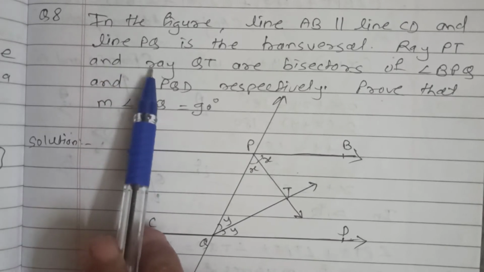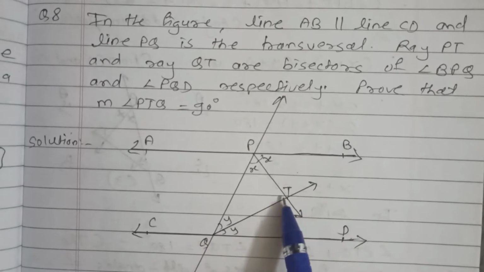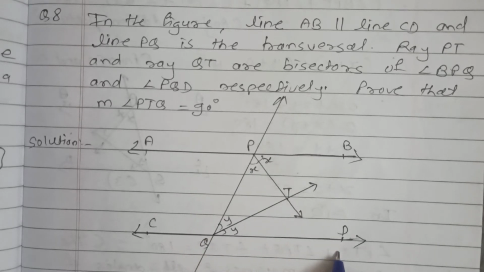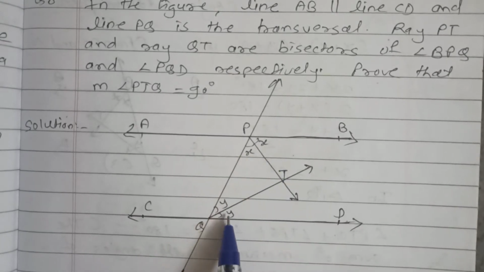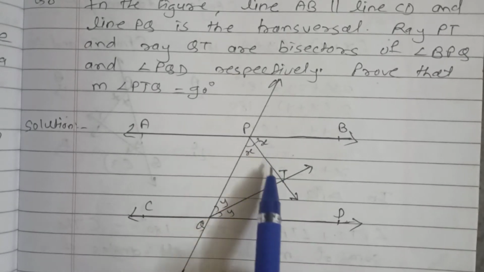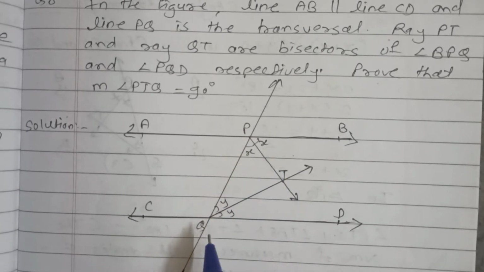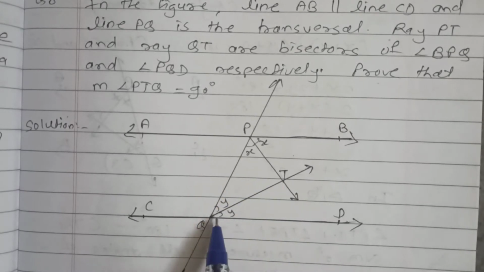Similarly, ray QT is also the angle bisector of angle BPQ and PQD. Now we can see in the figure, I have written here x, x, and this is also y, y. Because ray PT is the angle bisector, it divides angle P into equal parts. QT is the ray angle bisector of this angle PQD, therefore it also divides the angle Q into equal parts. Therefore I have written y and y.